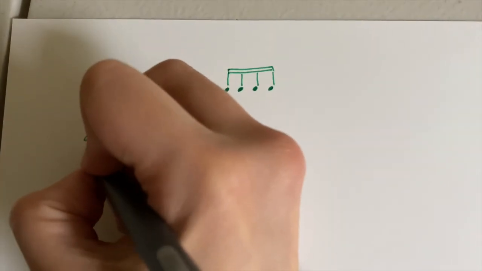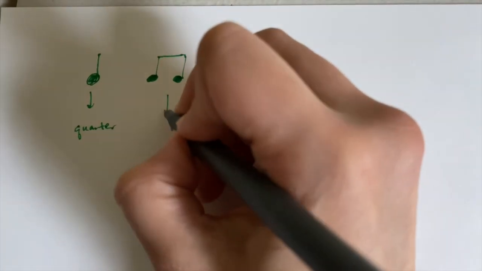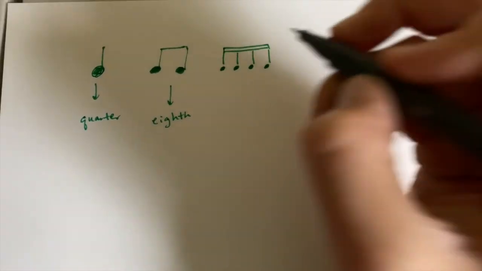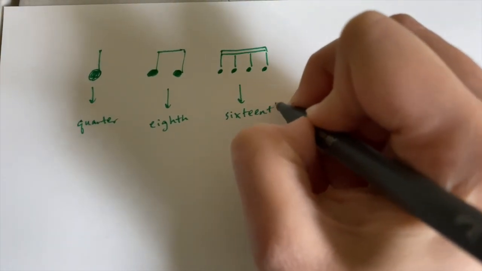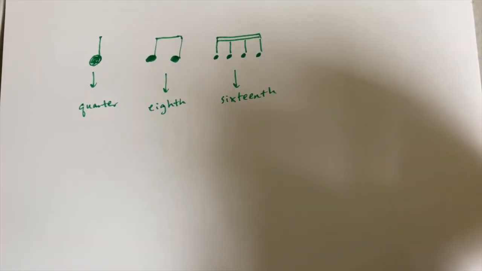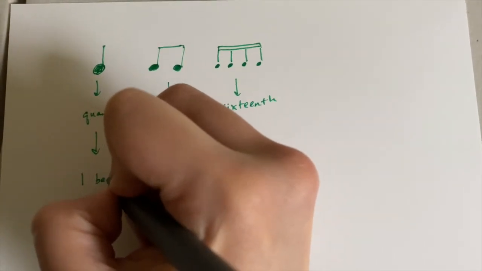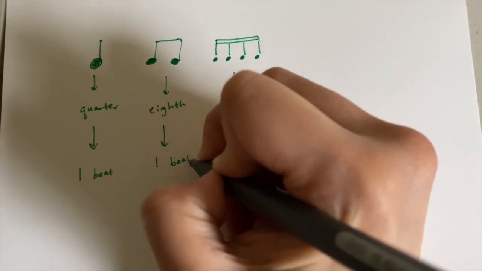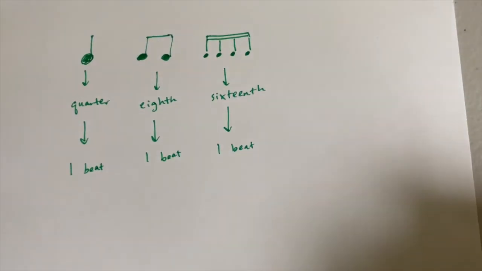Okay, so the first one's a quarter note. The second 2 together are eighth notes. And then the last symbol are 4 16th notes. Now, even though those look very different, they're each equal to 1 beat. So the quarter note is 1 beat. When you have 2 eighth notes together like that, it's 1 beat. And when you have 4 16th notes together like that, it's 1 beat.